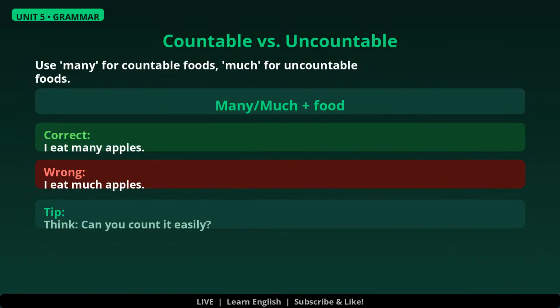Let's look at a grammar rule. Countable versus uncountable. Use many for countable foods, much for uncountable foods. For example, I eat many apples. A helpful tip, think, can you count it easily?